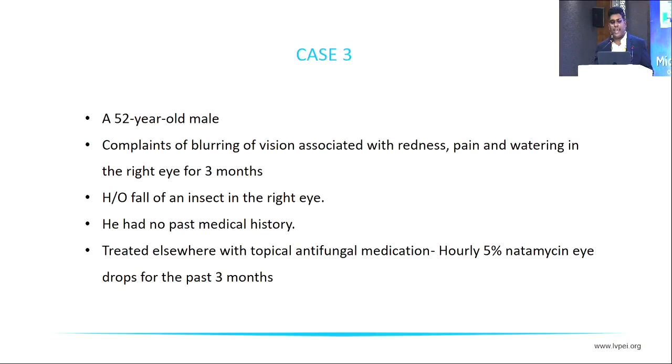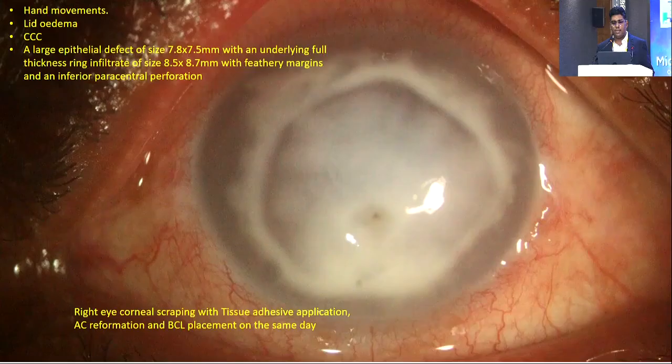Moving on to case 3, a 52-year-old male with complaints of blurring of vision, redness and pain in the right eye for the past 3 months. He had been on antifungal medication for the past 3 months. On examination, vision was hand movements with a large epithelial defect along with infiltrate and an inferior paracentral perforation, for which a corneal scraping along with TA-BCL was done.